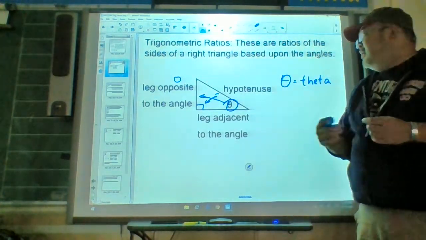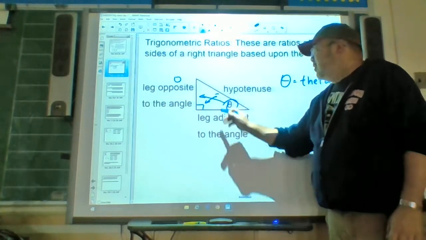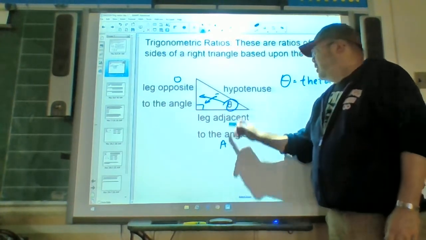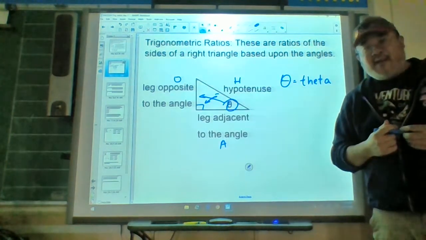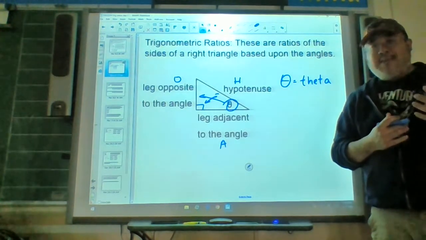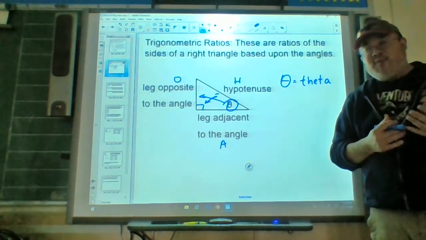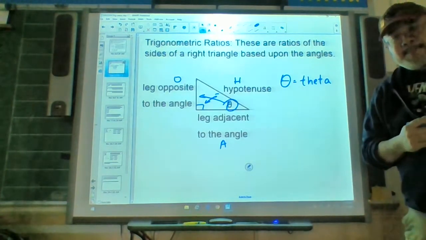The hypotenuse is the side opposite the right angle, and it is not a leg. So we'll call this A, and we'll call this H. It's a good idea when trying to use trigonometric ratios to label which one is the leg opposite, which is the leg adjacent, and the hypotenuse based upon the angle they give us.